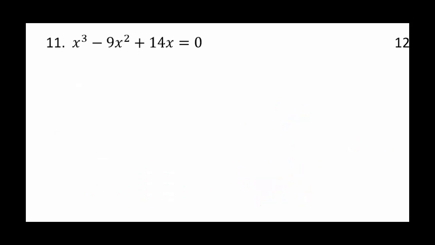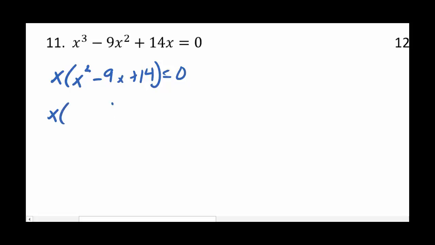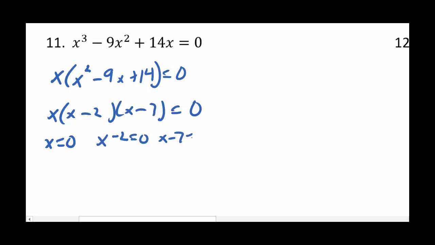Alright, number 11, I can see that I can factor out an x from each term. So that's going to give me x squared minus 9x plus 14 equals 0. And I can see that I can play around with the numbers to get this to factor. So 14 would be 7 and 2, so minus 7 and minus 2. And then I end up with actually 3 solutions. So I get x equals 0, x minus 2 equals 0, and x minus 7 equals 0. So my 3 solutions are 0, 2, and 7.